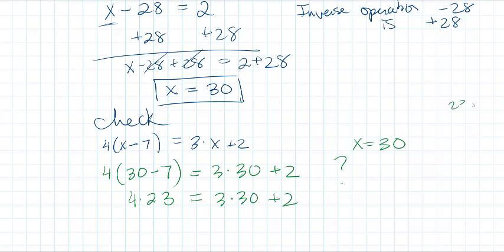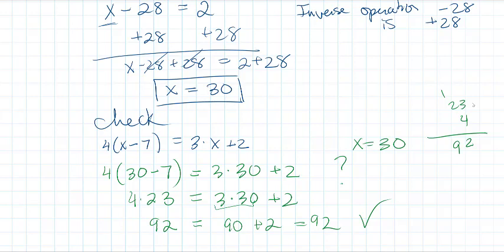Let's do the multiplication here, right here on the side. 4 times 3 is 12, so we have 2 and we carry 1. 4 times 2 is 8, so that's 92. So we have 92 on this side. And on this side we have 3 times 30, which is just 90, plus 2, which is 92. So yes, we got the correct answer. If this was a word problem, we would try to figure out whether x equals 30 makes sense. But this was just a simple example.